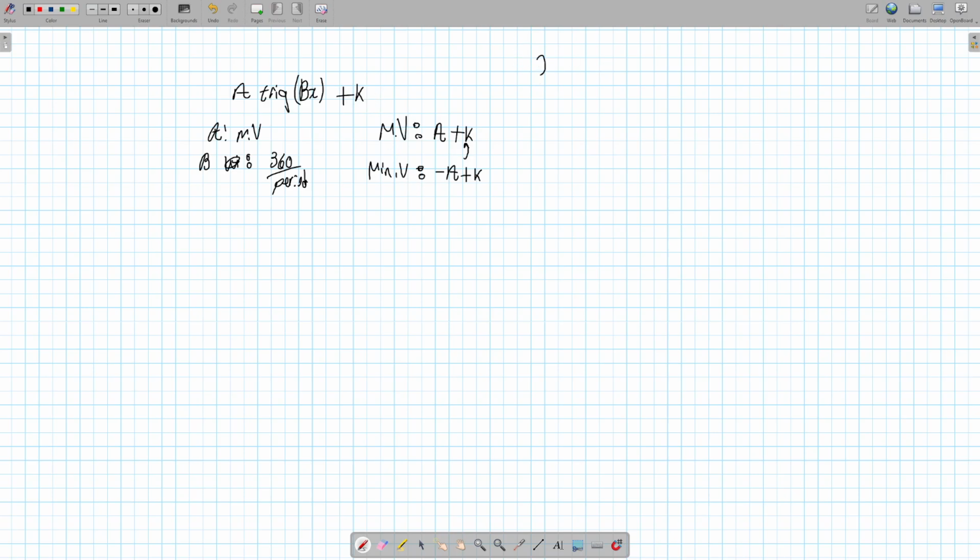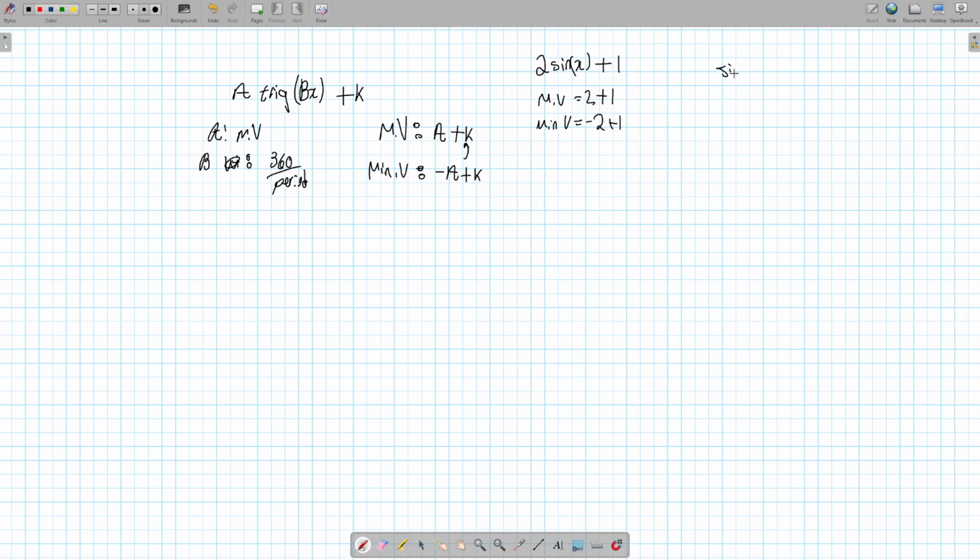So let's say 2 sine x: the maximum is 2 and the minimum is negative 2. But let's say I add plus 1. The maximum now will be 2 plus 1 and the minimum will be negative 2 plus 1. Okay? That means I shifted my whole graph upwards by 1 unit.